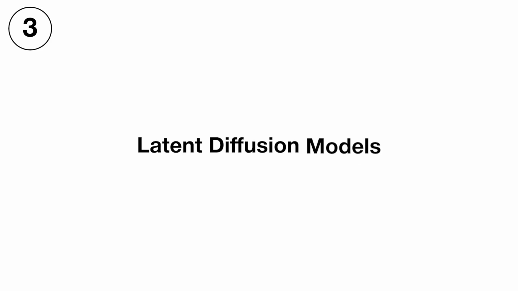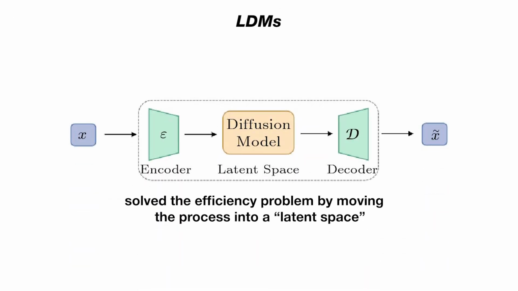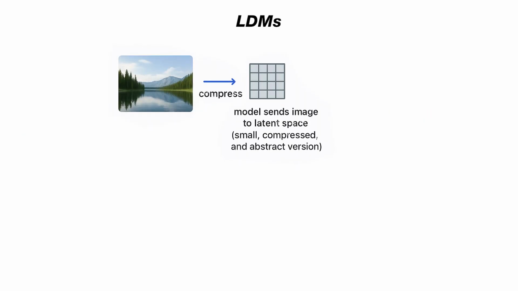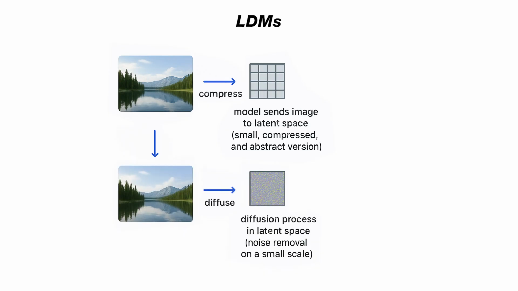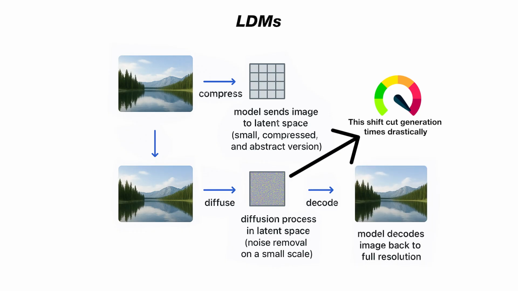Latent diffusion models, or LDMs, solved the efficiency problem by moving the process into a latent space. Instead of denoising huge pixel-by-pixel images, the model first compresses the image into a smaller abstract representation. Diffusion happens there, requiring far fewer steps before expanding the result back into full resolution. This shift cuts generation times drastically while keeping image quality impressively high.